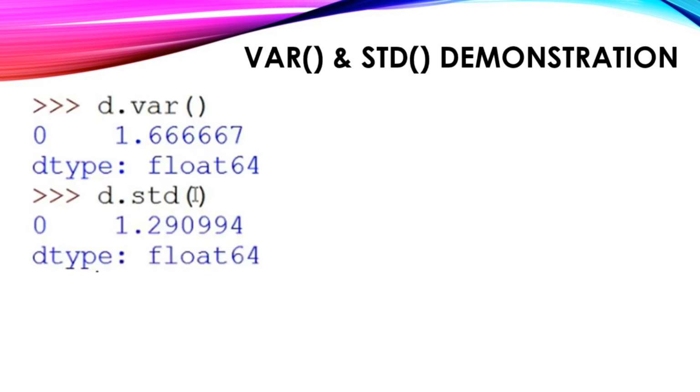Next two functions we'll see, that is var. VAR stands for variance, to find variance, and STD. STD is to find standard deviation. Now to find variance, simply we are going to use the data frame, that is d.var, and we will get the variance, and to find standard deviation we are going to use d.std.